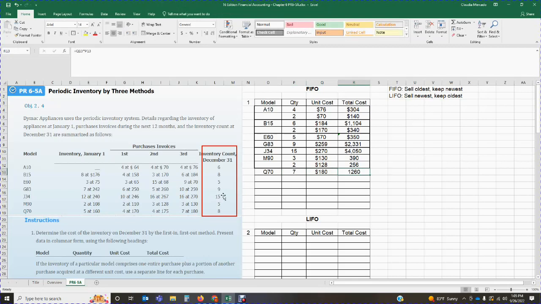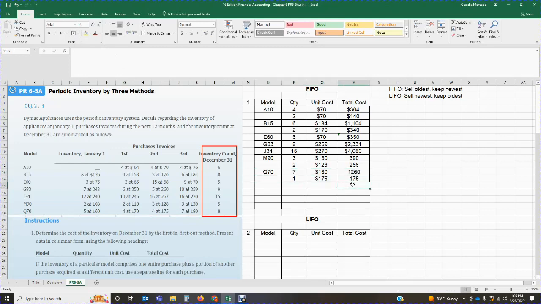Now it says here that we have 8. I've already accounted for 7, so that means I'm going to get 1 from my second purchase. 1 from your second purchase of 175. That'll give me 175. So now I can get a total of all of my models. My ending inventory using the FIFO method for all of my models is $10,700.